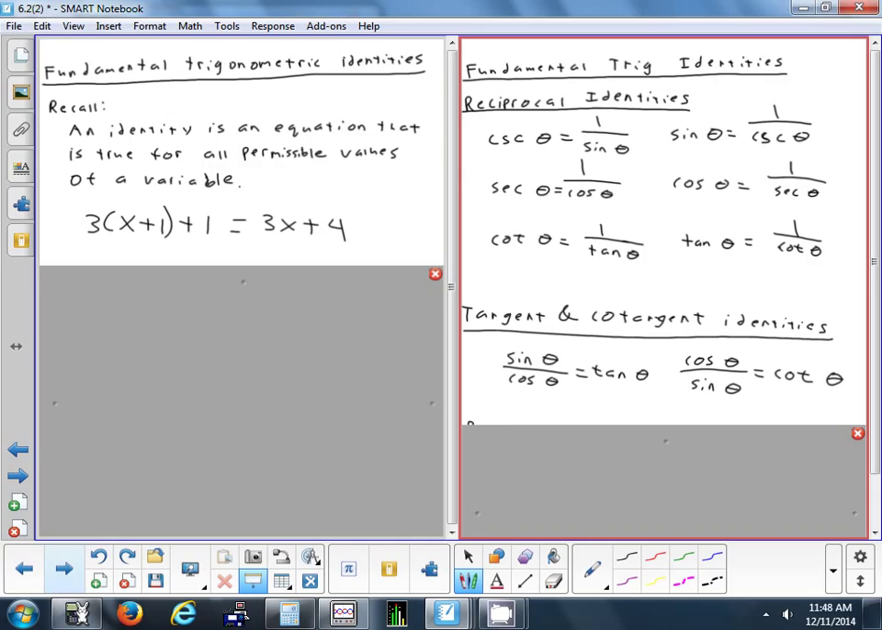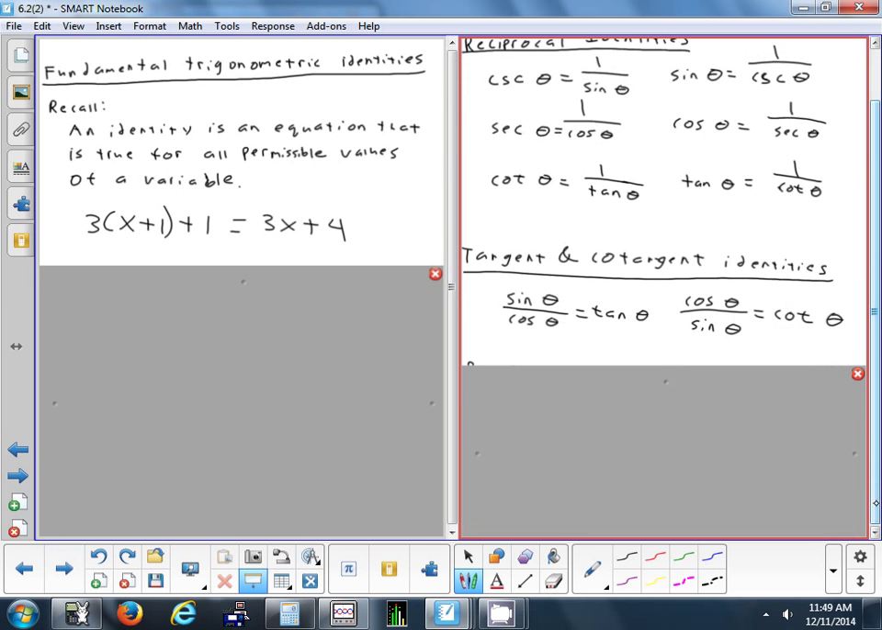So you might notice between the reciprocal and tangent and cotangent identities, every single trig function can be written either as sine or cosine somehow. Tangent, sine over cosine. Cotangent, cosine over sine. Sine and cosine, well, those are the 2 basic ones. Cosecant, take the sine and flip it. Secant, take the cosine and flip it. So all 6 trig functions can be written just in terms of sine and cosine. And we'll come back to that in about a minute or 2.